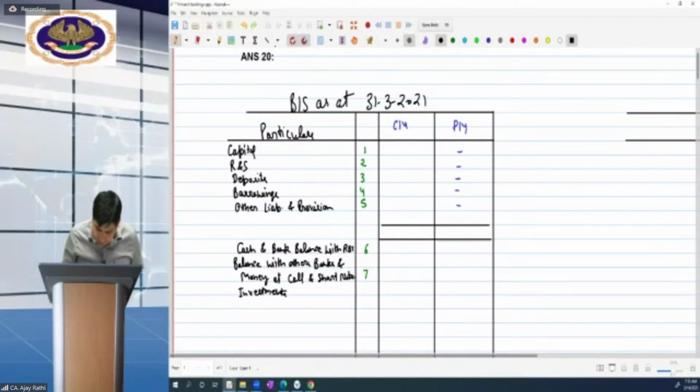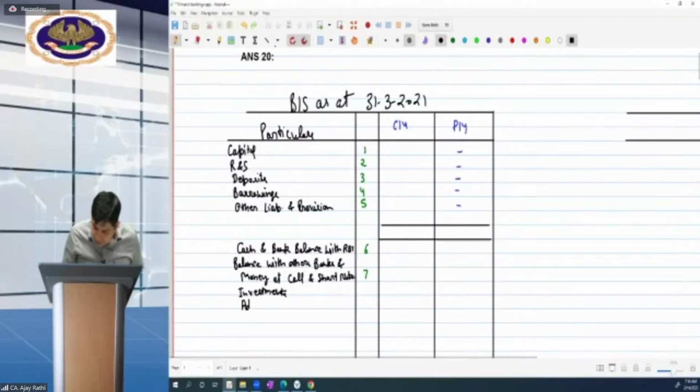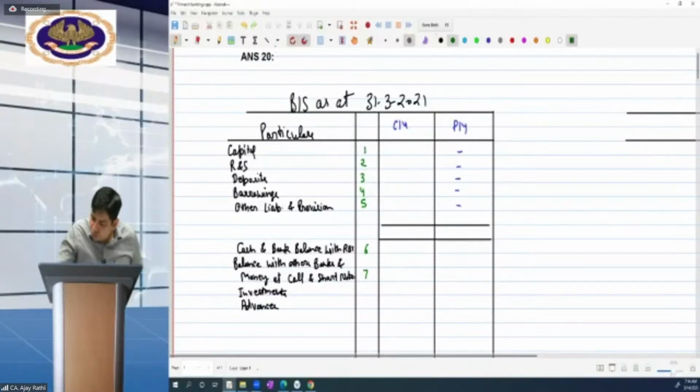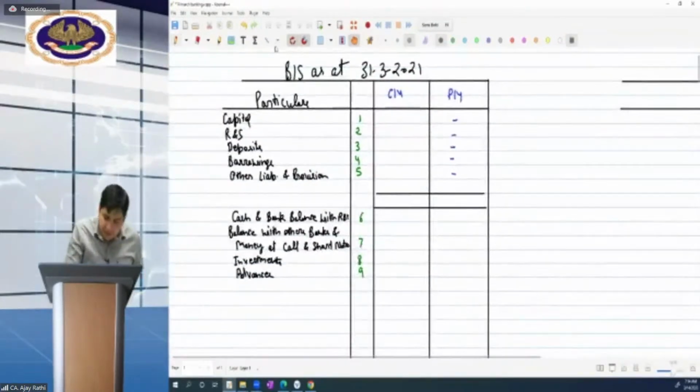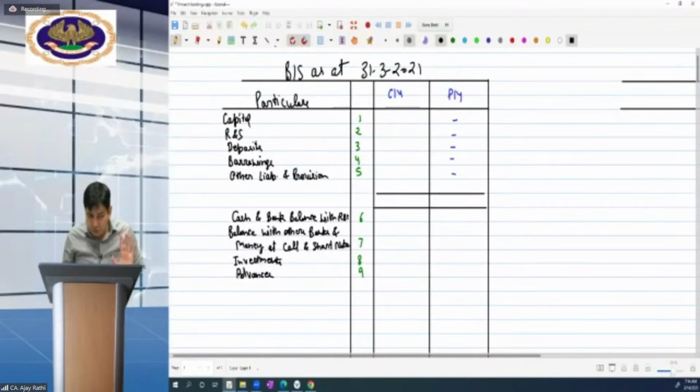Next, advances. So the next 2 points we have to remember are 8th and 9th. The next 2 points are also to be remembered together.